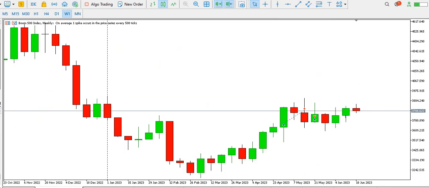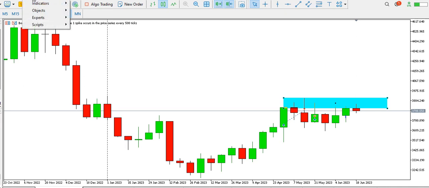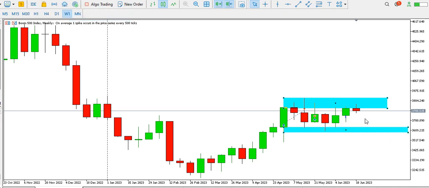We'll be starting with boom 500 index on the weekly time frame. On the weekly time frame, boom 500 index is showing that price is ranging. So in as much as price is ranging, we expect this range to continue on the weekly time frame.